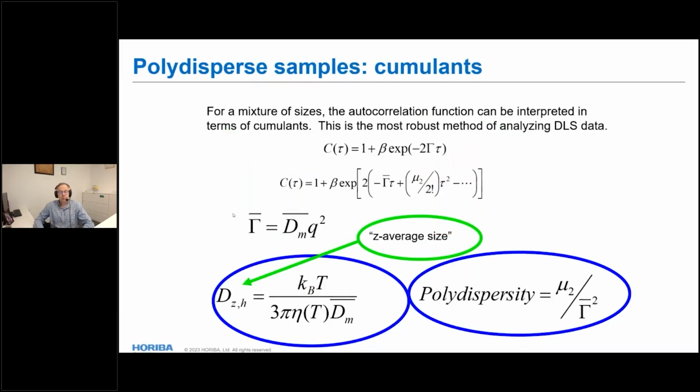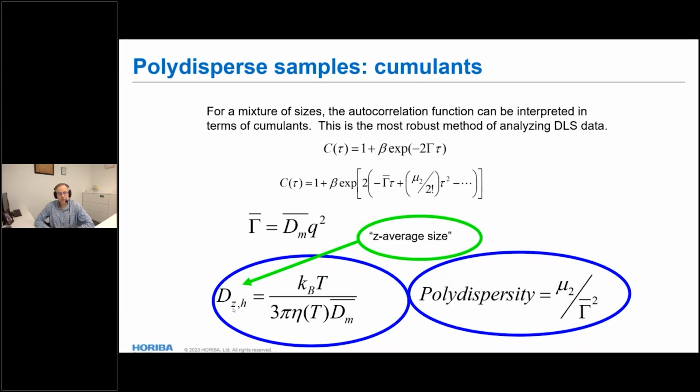There are 2 ways. The most robust is something known as cumulants, where rather than treat this exponential decay with a single decay constant, we're going to expand this out as a power series. So you still have your friend gamma, and then you'll have a second order term, so gamma delay time tau, second order term that goes with tau squared, and so on out. So this gamma bar, you can then turn into an average diffusion coefficient, which you can then use Stokes-Einstein to get yourself what's called a Z-average hydrodynamic size.